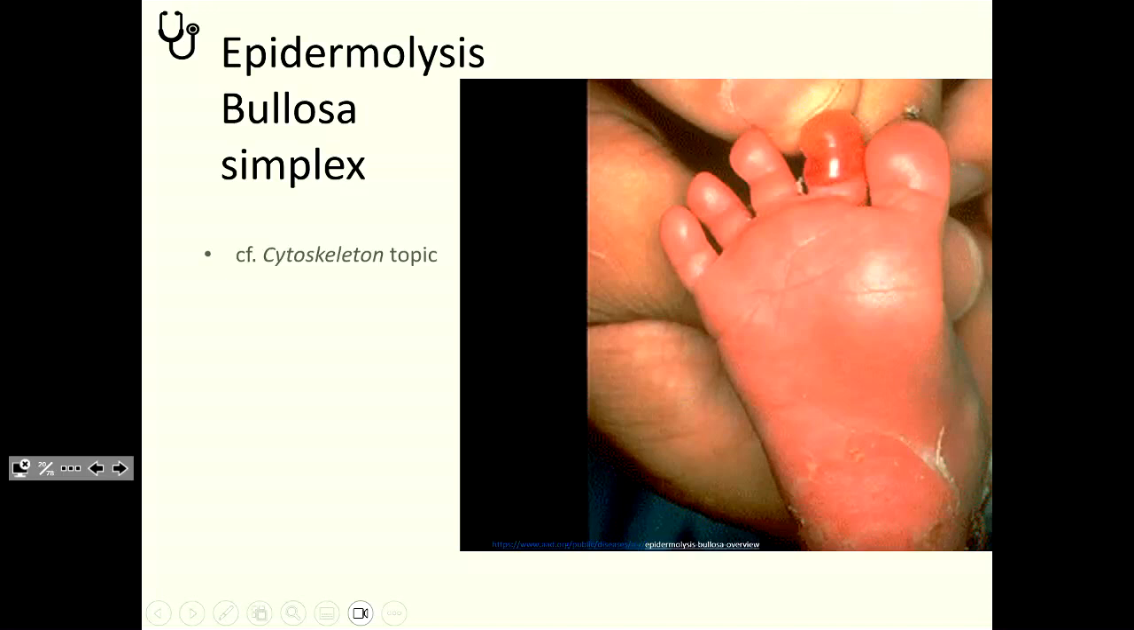CF means cross-reference. I feel old. It's an old abbreviation we used to use.